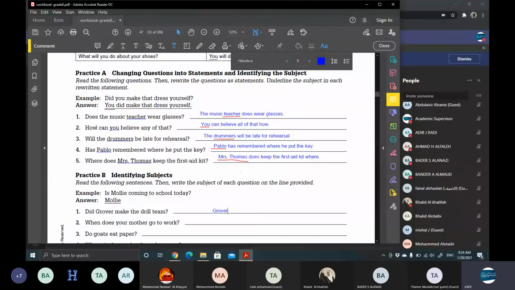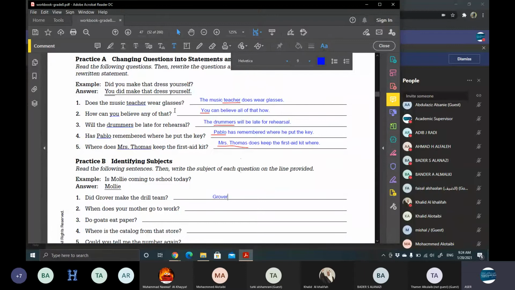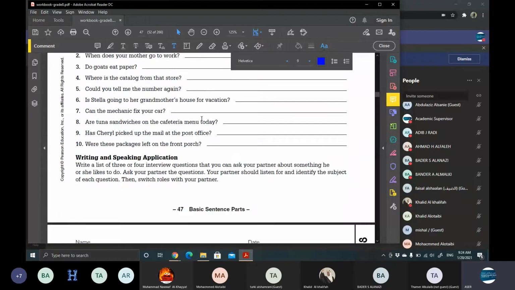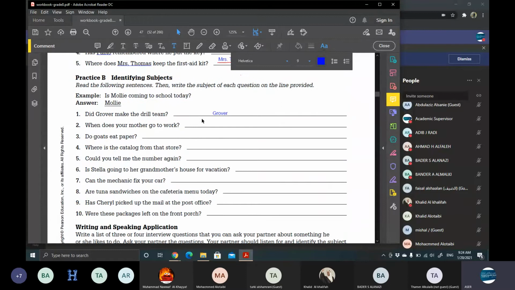And number 2, the question is, how can you believe all of that? Okay, and you just find the subject. That's page 47, sorry. In practice number B, we just need to find the subject directly.